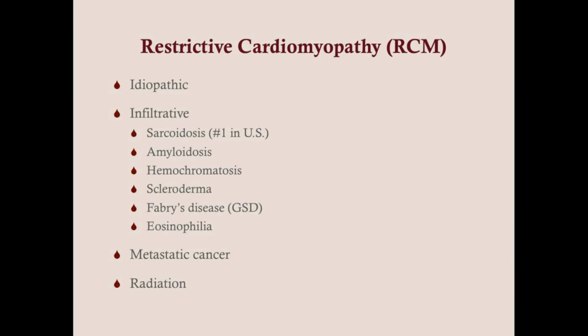Amyloidosis can be another cause, and there's many different types of amyloidosis, and that goes beyond the spectrum of this talk. Hemochromatosis, which is elevated iron that infiltrates tissue, not just the heart. Scleroderma, which is an autoimmune disease. Fabry's disease, which is a glycogen storage disease. And eosinophilia, which is an immune response. Metastatic cancer, the cancer cells can infiltrate into the heart cells. That can cause a restrictive cardiomyopathy. And radiation, palliative for cancer, can actually damage the heart. So what we're talking about here is radiation for like a chest tumor.